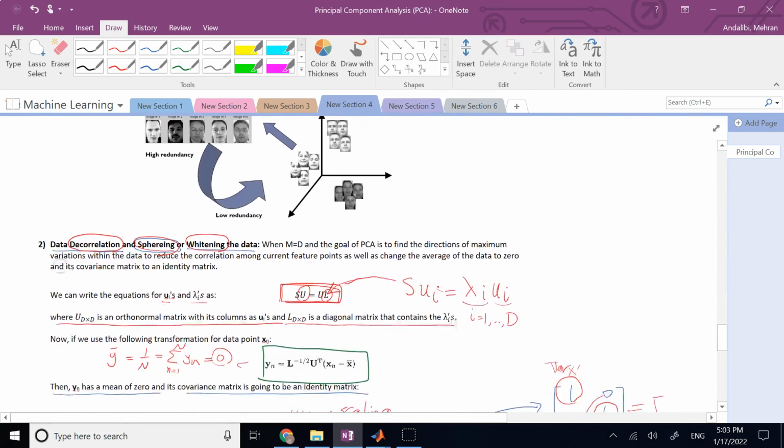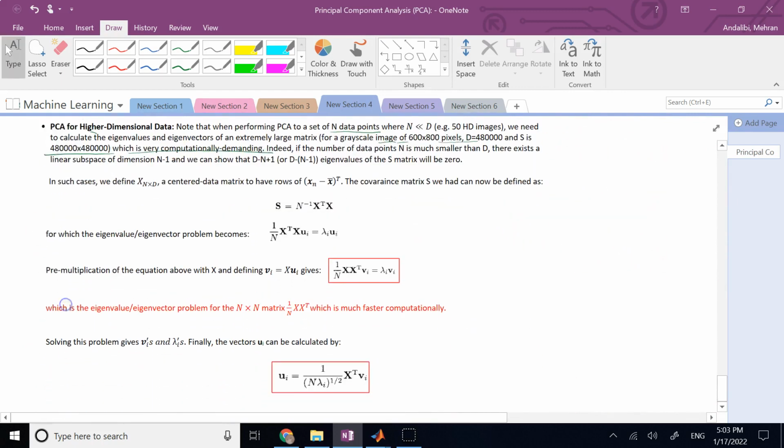In those cases, there is something that you can do so you don't ever have to go through calculating the eigenvectors and values of such a huge matrix. First thing is this: if N is much smaller than D, which happens in many cases, then you can easily show from linear algebra, and I'm not going to prove it, you can take a look into that, that from the eigenvalues of the S matrix, D minus N plus 1 of the eigenvalues will be literally 0. Not approximately, exactly 0.